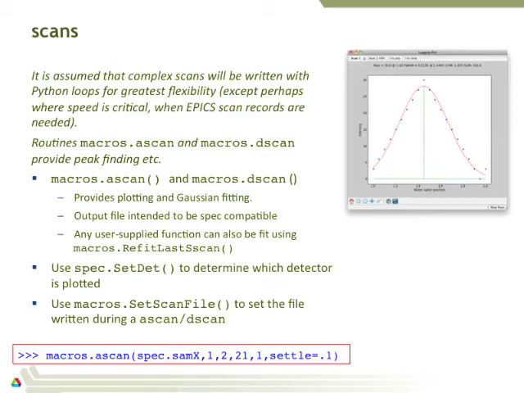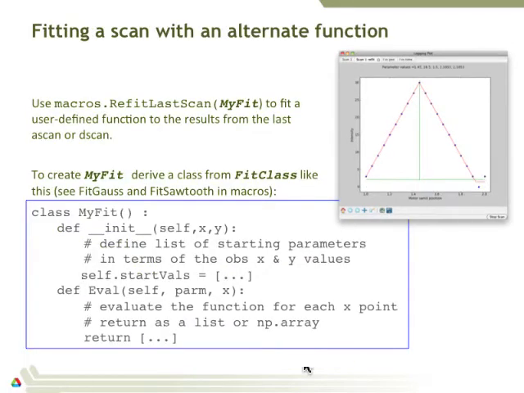Here's an example with all the punctuation. So I'm calling a scan here down at the bottom, where I have specified it's in macros. The motor that I'm scanning is defined in spec, and I'm telling it what to plot, what range I'm doing, and I'm giving it a settling time, and so on. Okay.